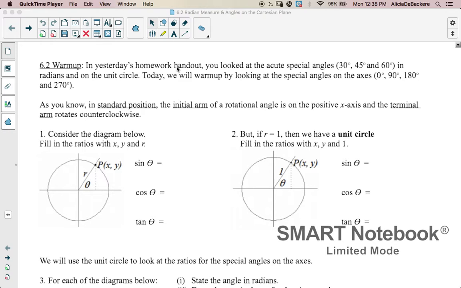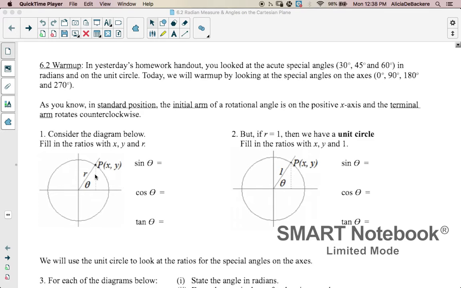So at 0 degrees, 90 degrees, 180 degrees, and 270 degrees. As you know, in standard position, the initial arm of a rotational angle is on the positive x-axis. So we've talked about that before. So here would be my initial arm. And then the terminal arm rotates counterclockwise from there. If we rotate in the opposite direction, we would have a negative angle of rotation, which we don't typically look at. So in standard position, we're rotating in a counterclockwise direction.